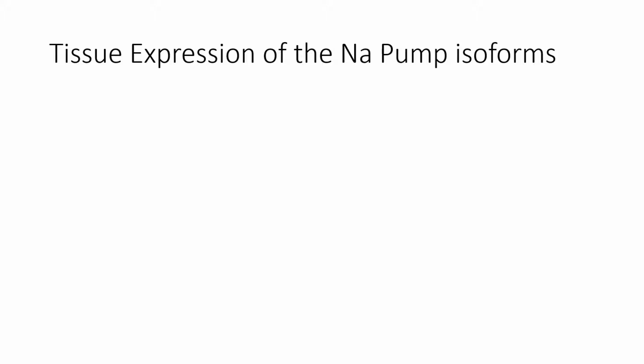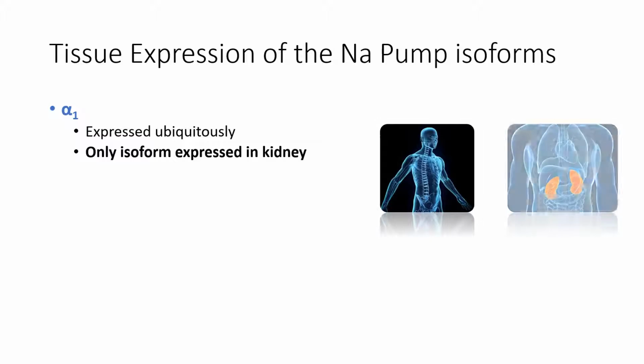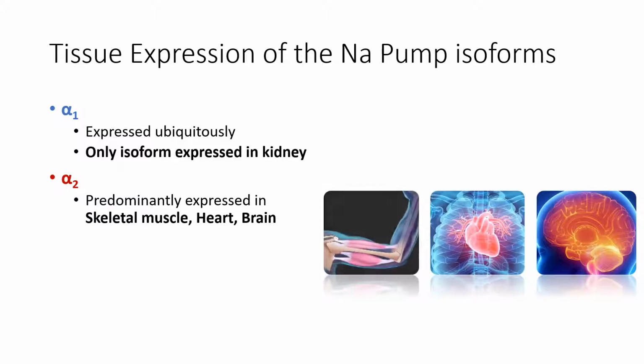As for tissue expression of sodium pump isoforms, alpha 1 isoform is the one that is expressed ubiquitously, and it's the only isoform that is expressed in kidney. Alpha 2 isoform is predominantly expressed in skeletal muscle, heart, and brain.